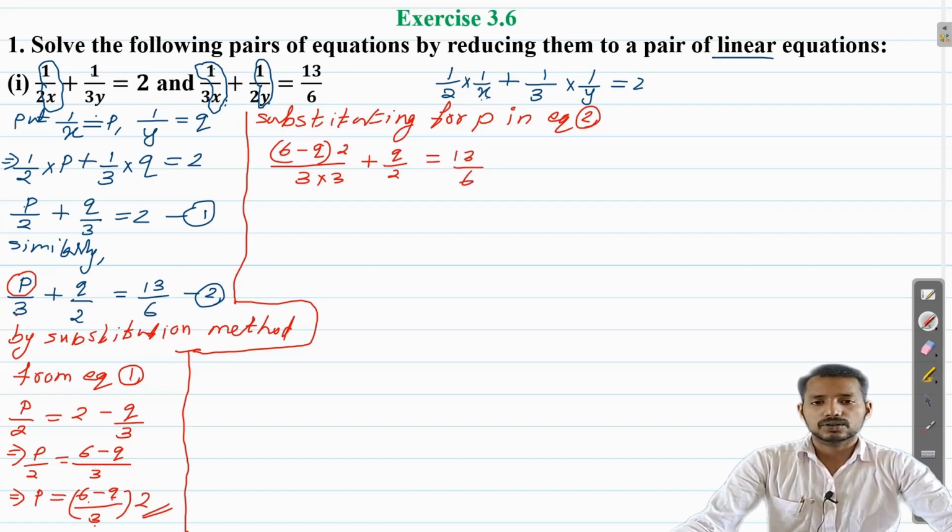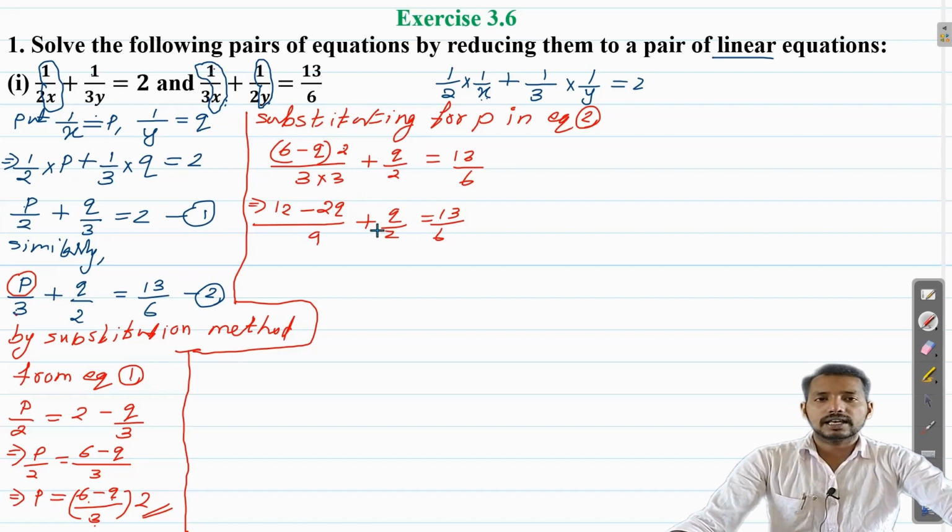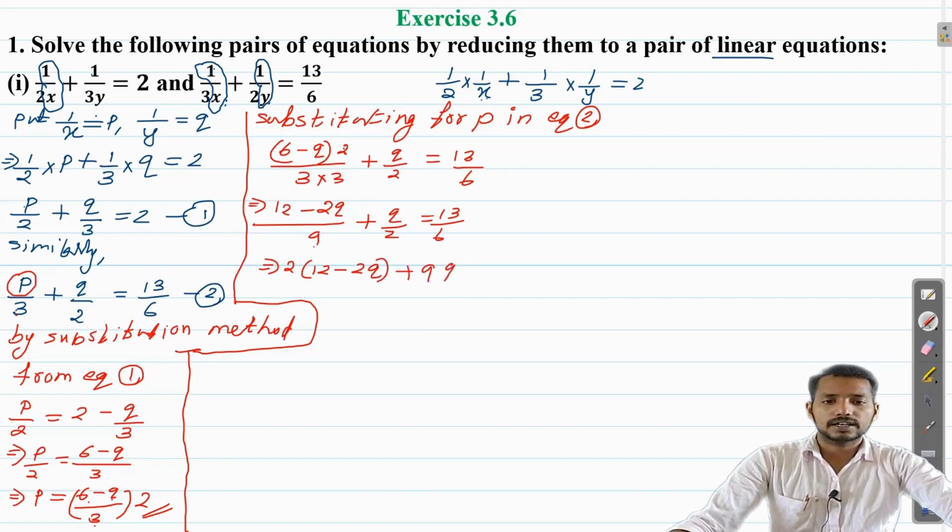Solve it. So first expand this bracket. We will get 2 into 6 is equal to 12. That implies (12 minus 2q) divided by 3 into 3 is 9, plus q by 2, which is equal to 13 divided by 6. Now take the LCM and add it. We will get here 9 and 2, so multiply these. We get 18 is the LCM. So (2 into (12 minus 2q) plus 9q) divided by 9 into 2, that is 18, which is equal to 13 divided by 6.